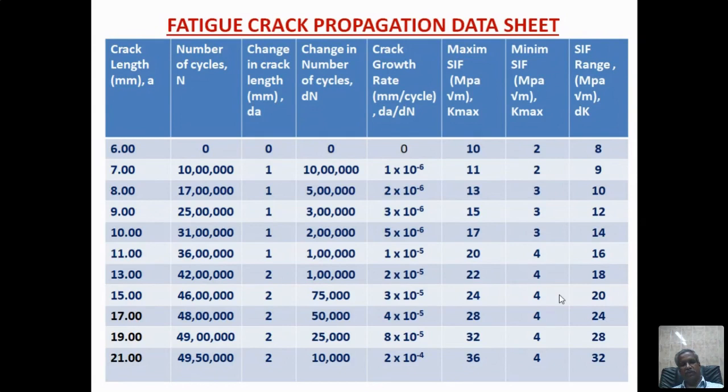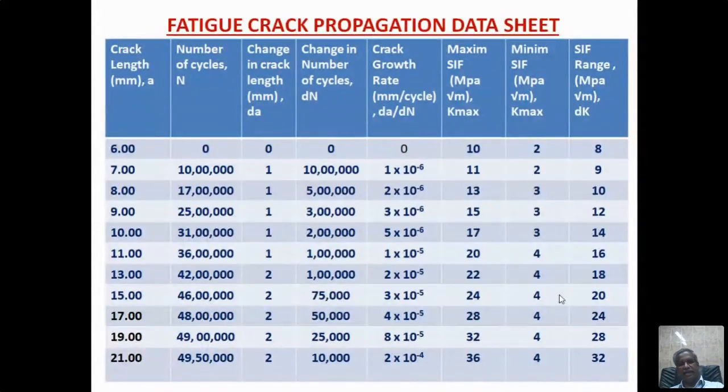After this, the crack will grow faster. After the 13 mm crack length, the crack will grow faster. You see that 42 lakhs, 46, 48, 49, and 49.5. So it will grow faster. So we are measuring at 2 mm interval. So that is dA. What is dN?